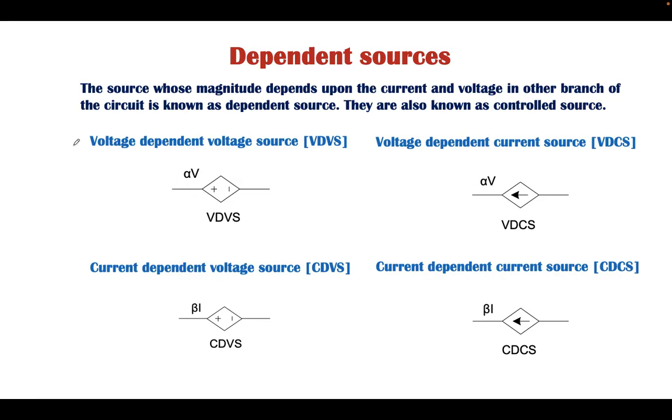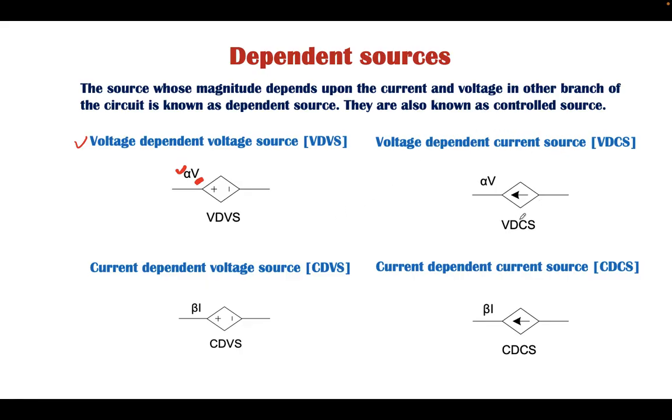Now this is the voltage dependent voltage source. Here the voltage source is represented with plus and minus, and since its magnitude depends upon some other branch voltage, it is a voltage dependent voltage source. Here alpha represents the magnitude of that quantity. Alpha may be 1, 2, 3, 4 or 5, and V may be the branch voltage of any other branch. Similarly, the voltage dependent current source.